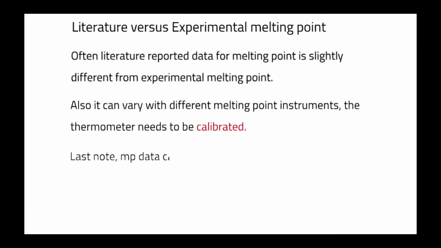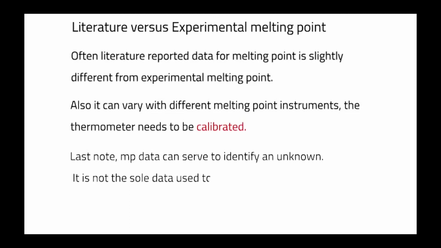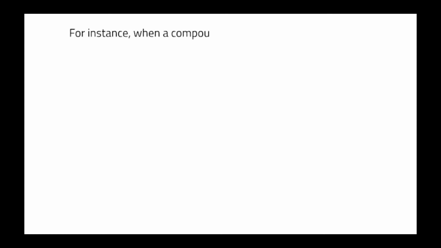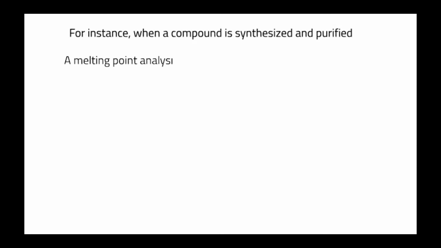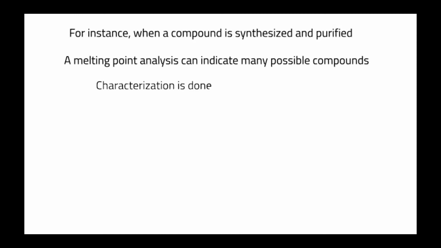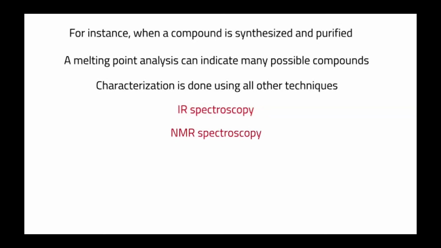Last note, melting point data can serve to identify an unknown. It is not the sole data used to characterize the compound. For instance, when a compound is synthesized and purified, a melting point analysis can indicate many possible compounds that contain coincidental melting points. Characterization is done using all other possible techniques available, such as IR spectroscopy, NMR spectroscopy, mass spectrometry, elemental analysis, and X-ray crystallography.